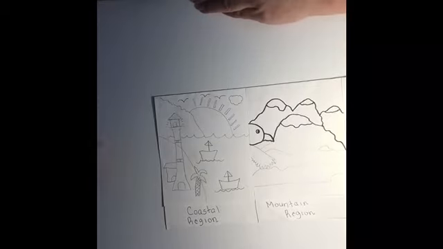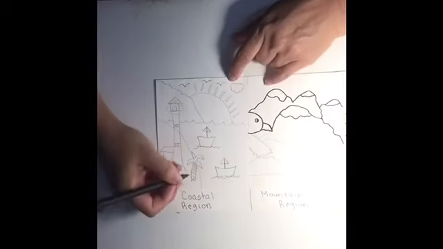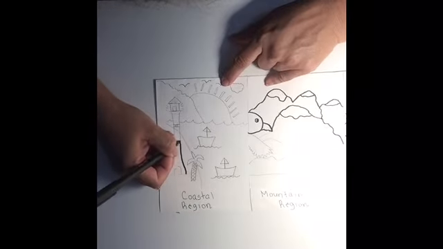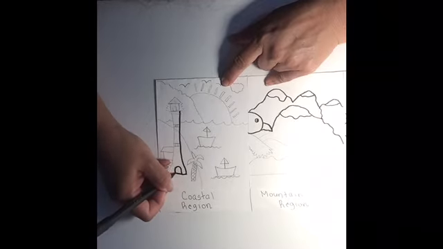So this is part 2. Some of you guys missed the day that we drew the picture for the coastal region. So for the coastal region, we did draw a little lighthouse here. So on your paper, you're going to want to go ahead and draw a lighthouse.